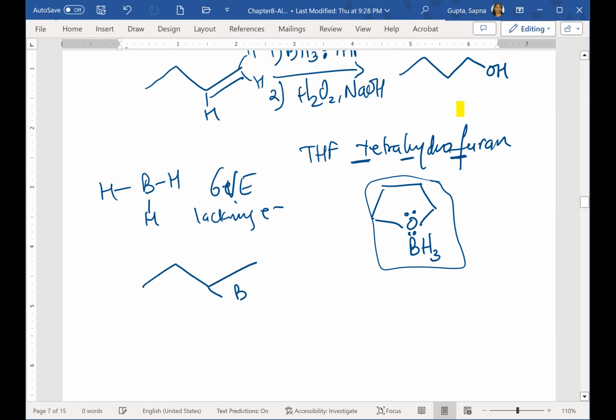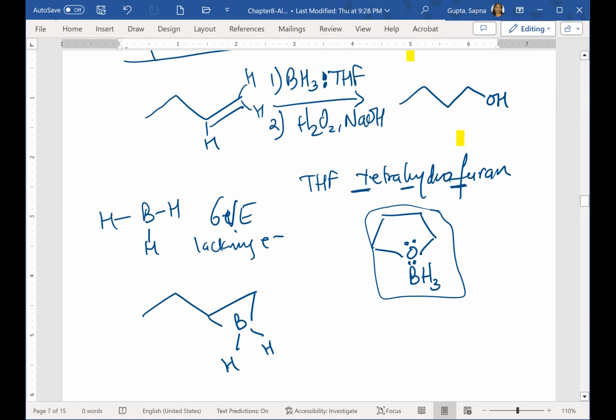You get an intermediate like this, all right? And then there are 2 more hydrogens. And actually boron can react with 2 more alkenes. Remember, the alkene is the Lewis base and BH3 is the Lewis acid, okay? So that's the reaction that's going on here. It can react with 2 more alkenes to form a complex. Once that complex is formed and then the sodium hydroxide comes in, the sodium hydroxide cannot access this carbon because of steric hindrance. So the only carbon it can access is this one.